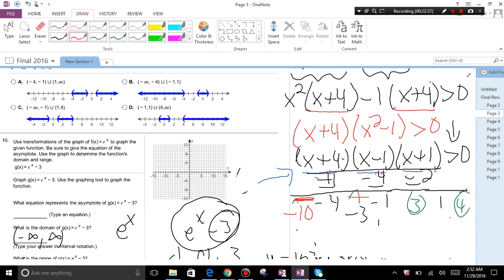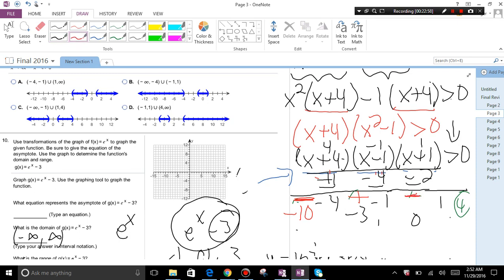I now need to pick a number between -1 and 1. I'll pick 0. 0 plus 4 is 4. 0 minus 1 is -1. 0 plus 1 is 1. 4 times -1 times 1 is a -4.